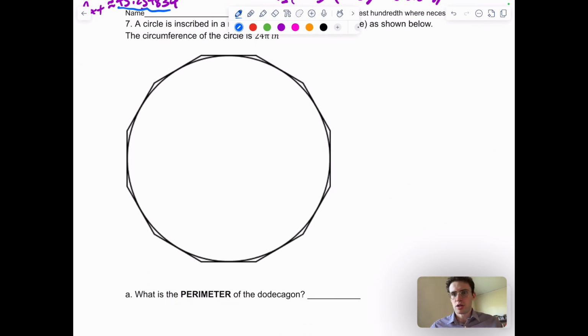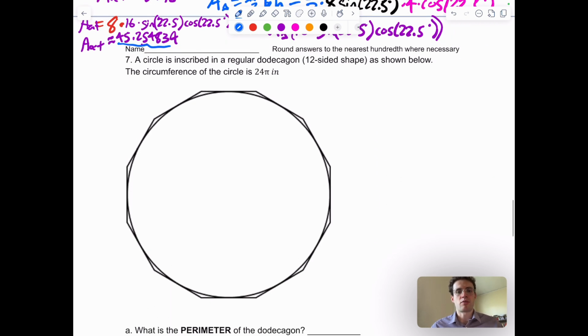All right, so the next one is number 7 here. In this case, we have a circle inscribed in a regular dodecagon.